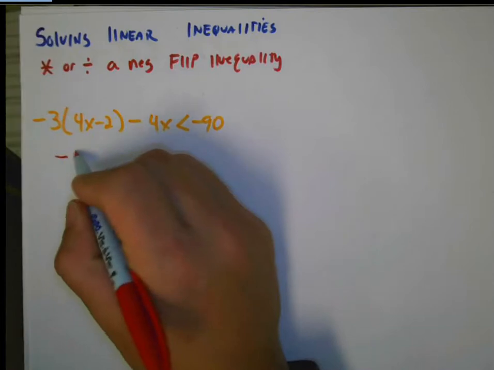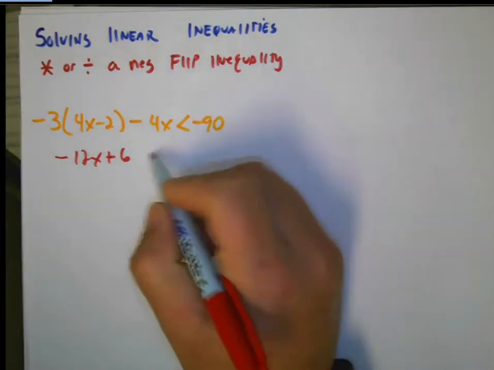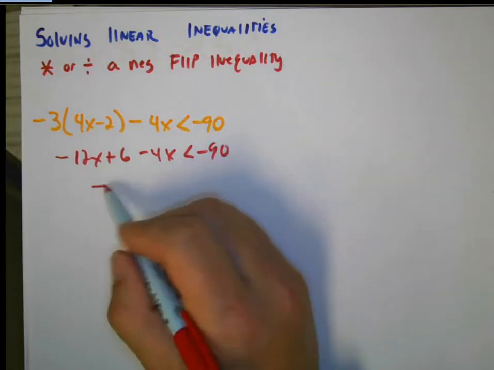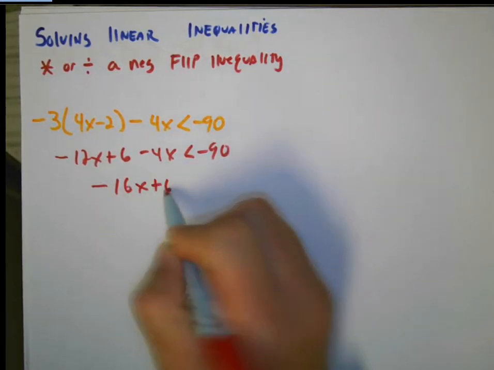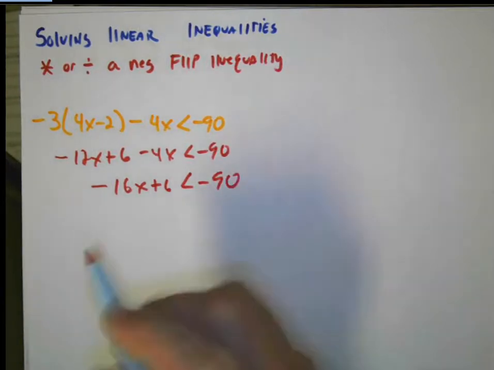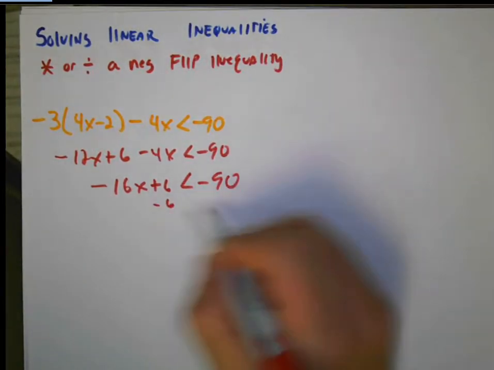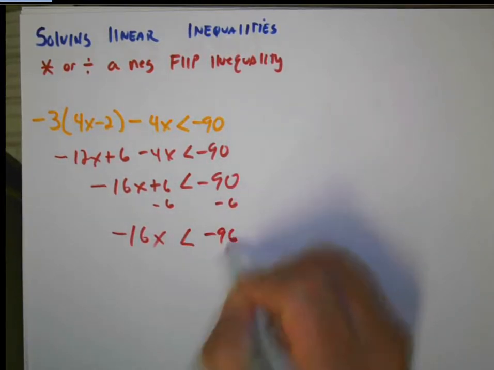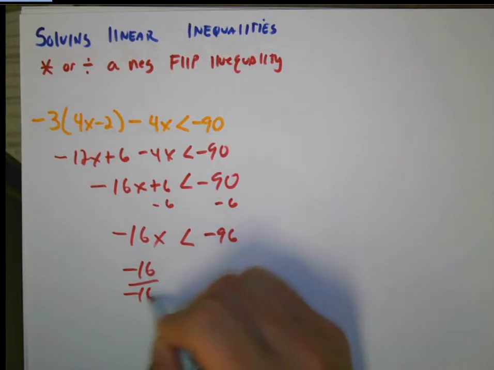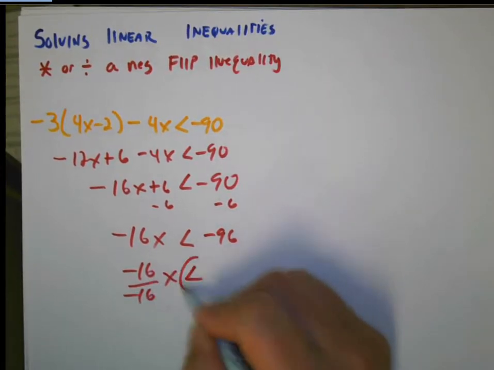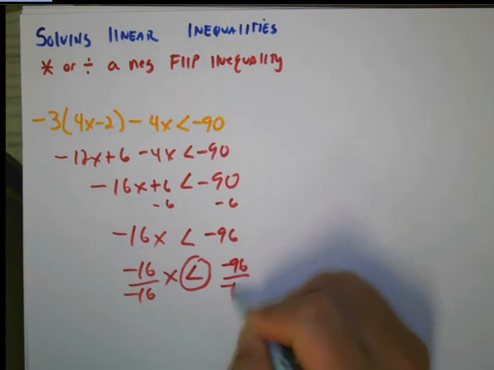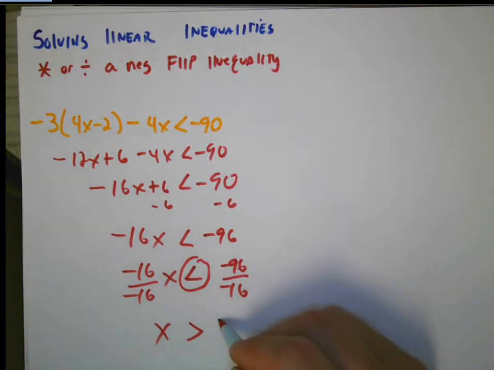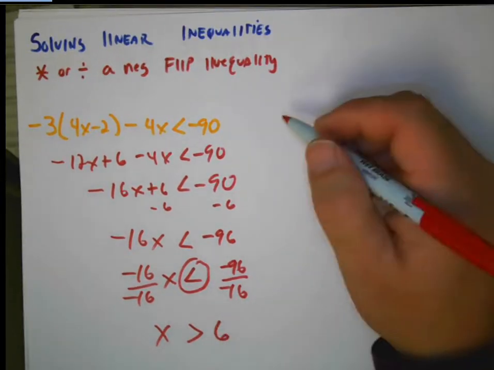So this is -12x plus 6 minus 4x is less than -90. And then we get -16x plus 6 is less than -90, right? So then we subtract 6. So you get -16x is less than -96. And then we divide by -16. And when we divide by a negative, I circle that, and the reason why I circle that is so I know I go x is greater than 6.